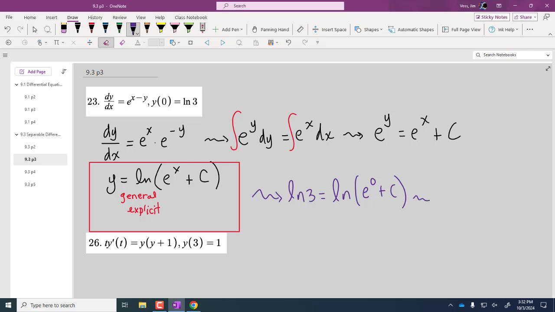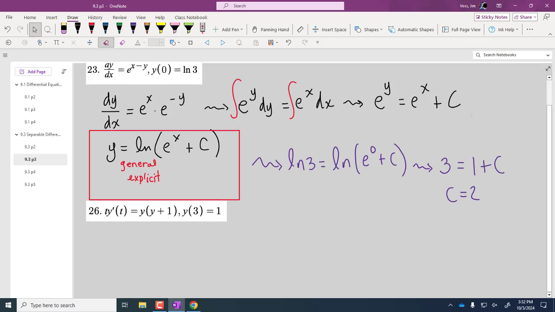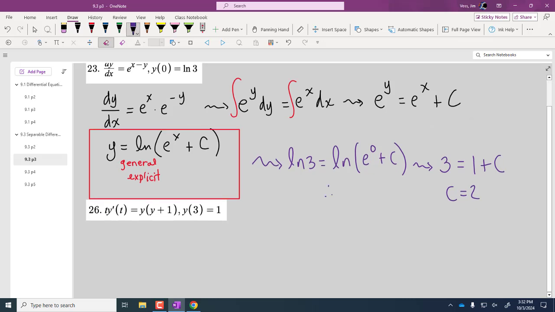So c is how many? 3? No. 2. Yes. So if we exponentiate both sides, we get that. Oh, I forgot. Subtract 1 and we get 2. No, it's because I combined the 1 with the c.